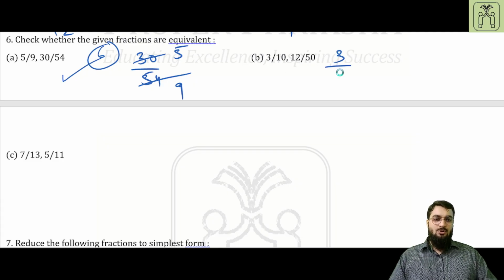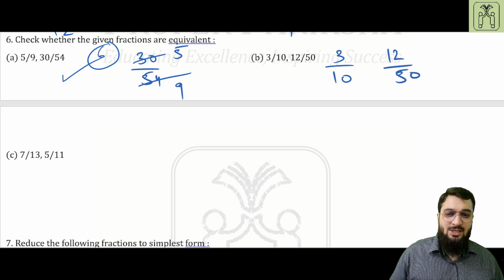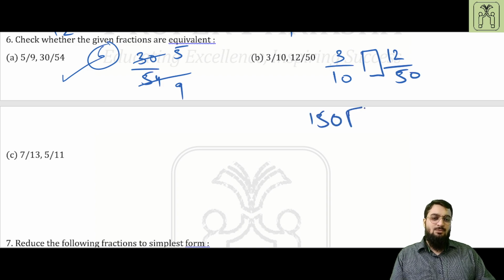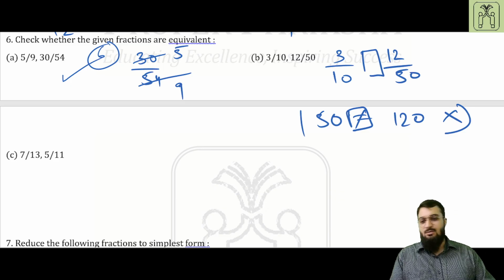Coming to 3 upon 10 and 12 upon 50, are they equivalent? The second method of checking is that you make a box and do the cross multiplication. So 3 into 50 will give you 150, and 12 into 10 will give you 120. Therefore these are not equal, and the answer is not equivalent.